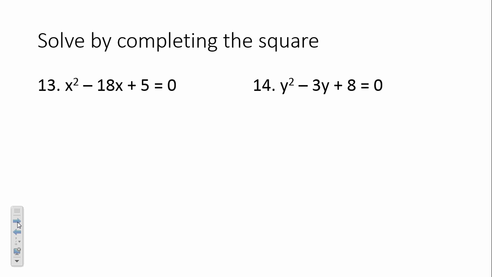So what we're going to do is move this 5 to the other side so we don't have to worry about it for a while. It was 5 on the left side. What will it be on the right side? Negative 5. So we'll have an x squared minus 18x. Leave a space and put negative 5.